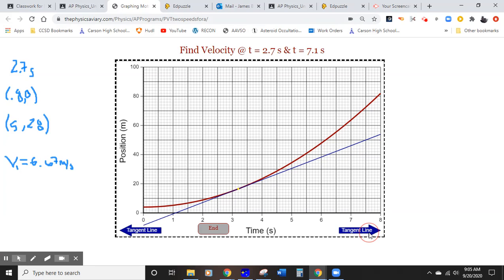So we'll go ahead and move this all the way up there and click away, and let's see. Okay, there's 7, there's 7.1. So we have to find the slope of this tangent line. Over here we'll say this is 7.1 seconds. What's the slope of this tangent line?